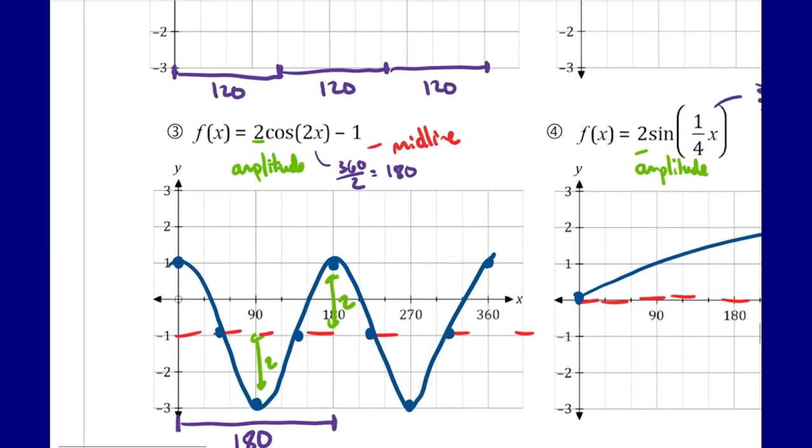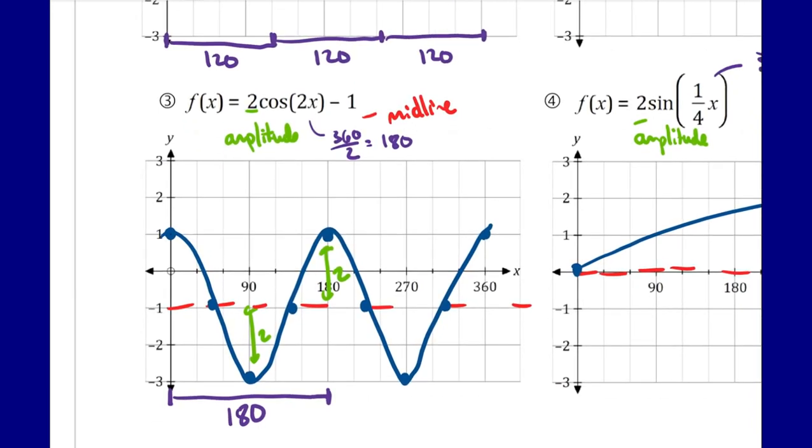For 3, amplitude of 2, a midline of -1, and the 2 for the k value tells us that our period is 180 degrees, or that there are 2 cycles per 360. So in this case, my cosine wave, I'm starting 2 units above the midline. So if the midline is at -1, I'm starting at 1.